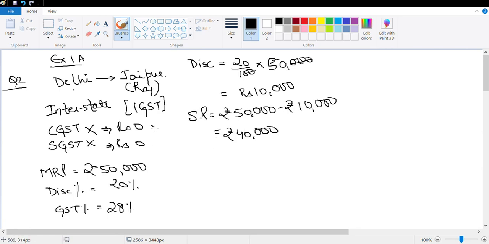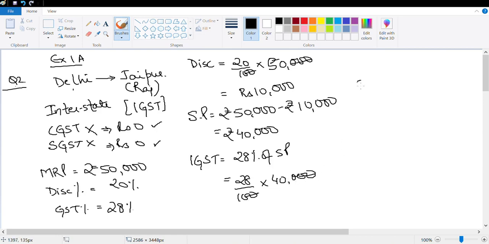CGST we've already calculated. SGST we've already calculated. IGST is 28% of the selling price, which is 28 upon 100 into 40,000. Two zeros go, so that's 28 into 40. So that's 80, 32, that's 112. So 11,200. Let me check. 80, 132, that's 1120. Perfect.